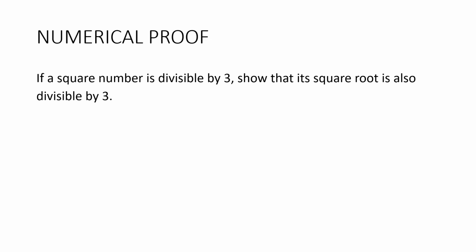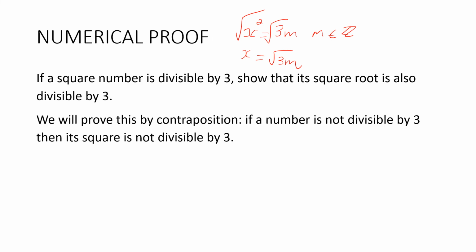Here's another example. If a square number is divisible by 3, show that its square root is also divisible by 3. Now this is quite difficult to do as a direct proof. It would involve us saying x squared is equal to, say, 3m, where m is an integer. And then we'd have to take the square root of both sides. And it's going to get ugly very quickly, isn't it? But by contraposition, it's quite easy. Here's the contrapositive statement. If a number is not divisible by 3, then its square is not divisible by 3.